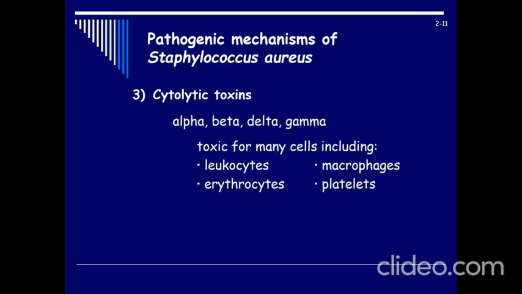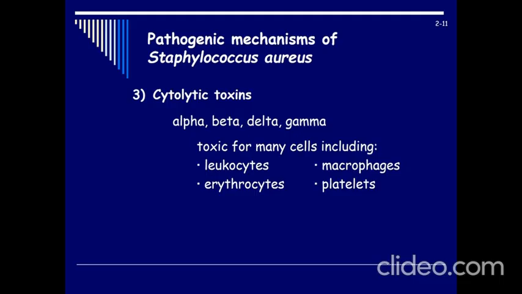Now, the third on the list of pathogenic mechanisms of Staph aureus are the cytolytic toxins. These toxins may be possessed by some, but not all. Some may have all of them. It's just a varying degree of them. But we have these alpha, beta, delta, and gamma toxins. And these are not the same as the hemolytic reactions that we would see on a plate. These are a separate designation.